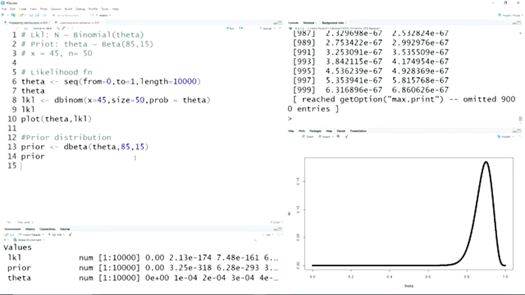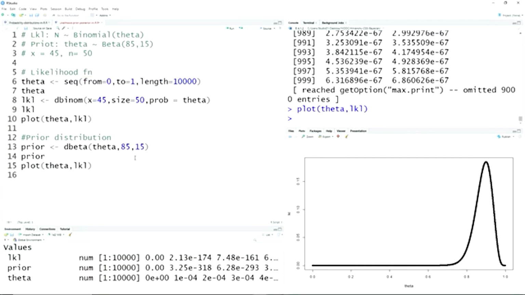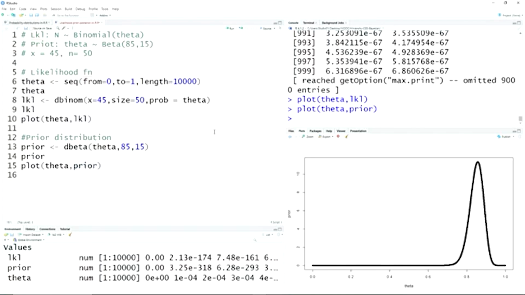So you can see how these values look, and let us plot them with theta. Oh, sorry, not likelihood, prior. So when I plot the prior distribution of theta, this is how it looks. The distribution peaks at around 0.85 and the likely values are between 0.7 and 0.95. So it restricts it to somewhere around 0.95. Okay, so that's the prior distribution, and they are slightly different.